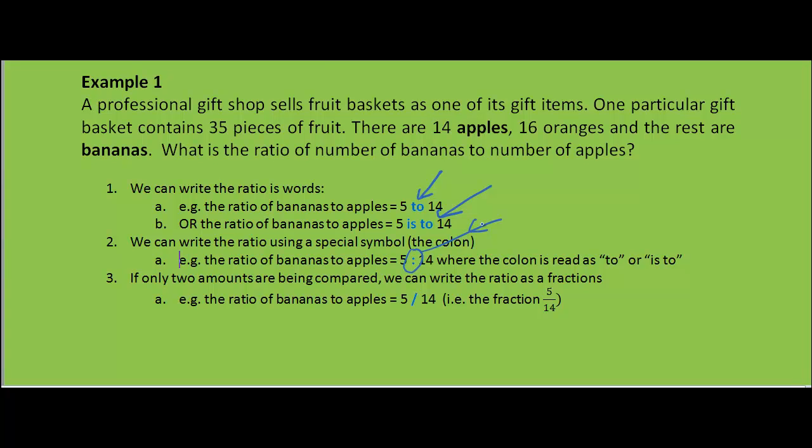And finally, if only two amounts are being compared, we can write this ratio as a fraction. So in this case, the ratio of bananas to apples is 5 over 14, the fraction 5/14.